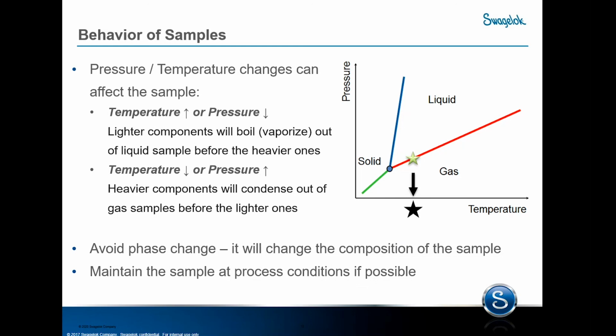So in general, increasing the temperature or decreasing the pressure will cause the lighter components to boil or vaporize out of a liquid sample. Decreasing the temperature or increasing the pressure on a gas sample will cause those heavier components to want to condense out. So in order to maintain the representativeness of the sample, we want to avoid this phase change by maintaining the sample at the process conditions wherever possible.